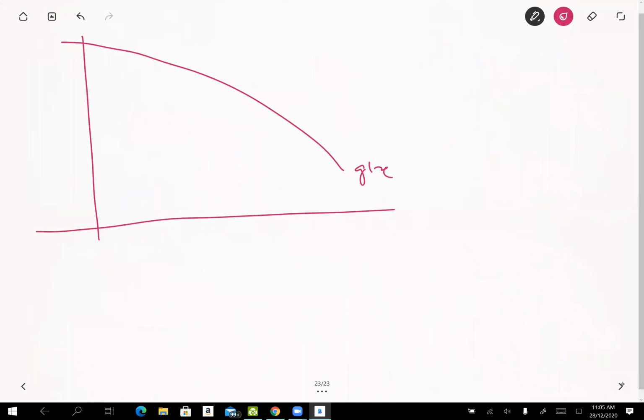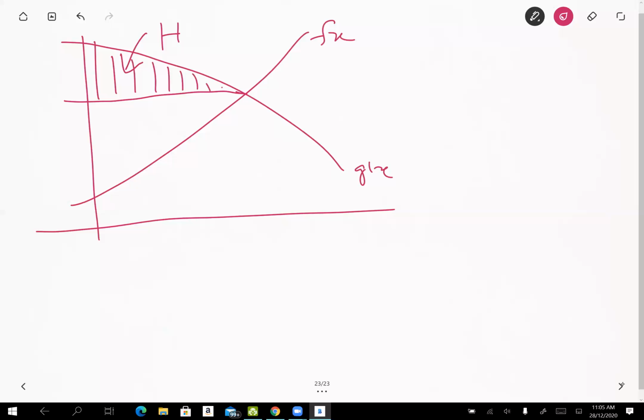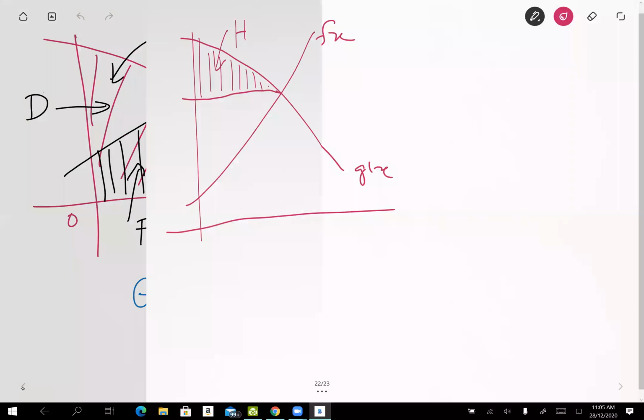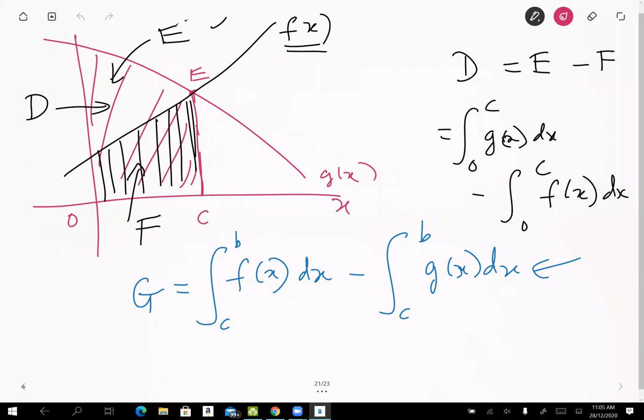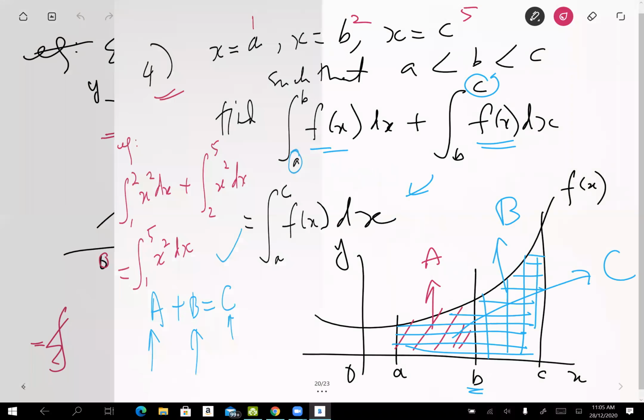So if I draw it here again, this is G of X, and that's f of X. What we want is the area here, H. Did I call it H? Yeah. Okay, what you want is that area. Now we already have found, okay, we're already moving in the right direction.